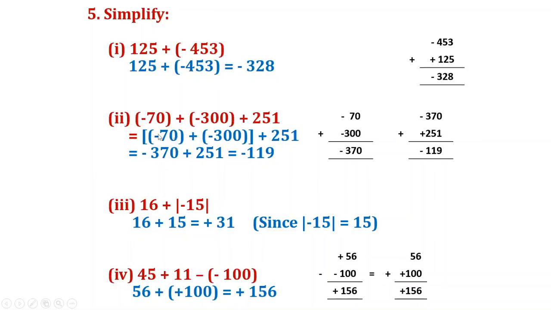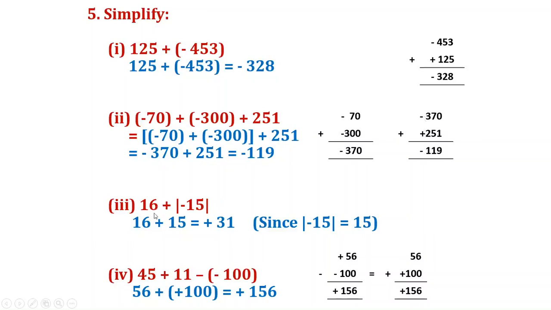So in the second problem, you see three numbers are given here. First, for this, just make a grouping. First, I am making the group of first two numbers. So first two numbers are nothing but two numbers having the same sign, means just add them, which is 370, and put the sign which is common to both, that is minus 370, and then add to the third number. So minus 370 plus 251. Now you are adding two numbers having different signs. So subtract the smaller number from the bigger number, which is 119, and put the sign which is in front of the bigger number, which is minus 119.